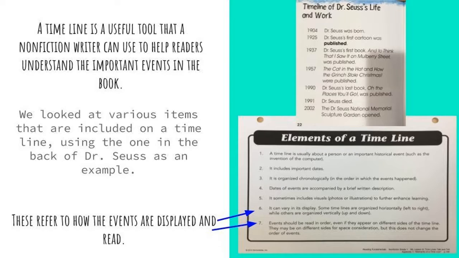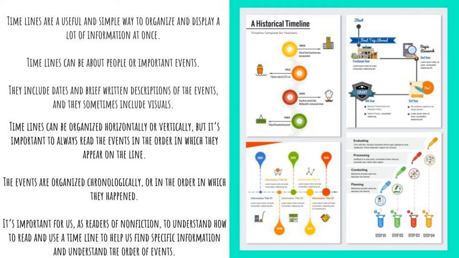So, when we're reading a nonfiction text, it's important to think about the events that happened and when they happened. So, boys and girls, whether the timeline is vertical or horizontal, events are often placed on both sides of a line. Today, we are going to see how timelines are a useful and simple way to organize and display information all at once.